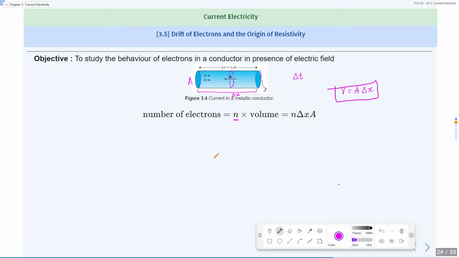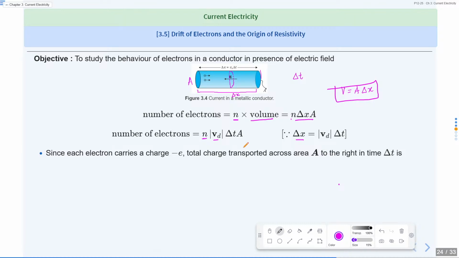So that is the volume covered. And how many electrons are there in this volume? That is n into volume, n into A delta x. n is the number of electrons per unit volume, multiplied by volume it gives the number of electrons in that volume. And delta x we can write as Vd delta t. So the number of electrons is n A Vd delta t, where Vd mod means we are taking only the magnitude of velocity, not its vector form.